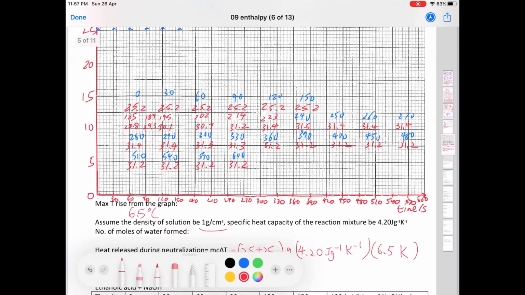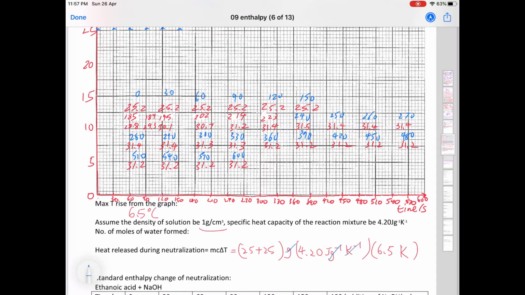You can see that some of the units can be cancelled out: the gram, and then gram to the power of -1, Kelvin to the power of -1, and then Kelvin. What's left is just joule. Then just use your calculator to help you. To remind you, the standard enthalpy change of neutralization is usually given in kilojoule per mole, so the energy released, if we convert into kilojoule, should be divided by 1,000. This is the energy released during neutralization.